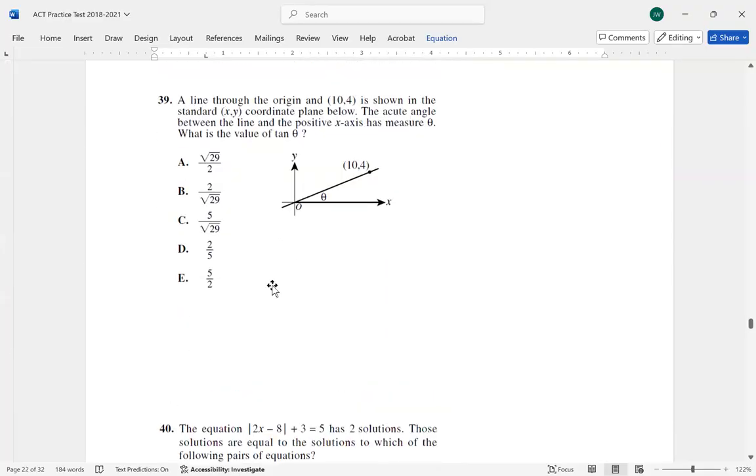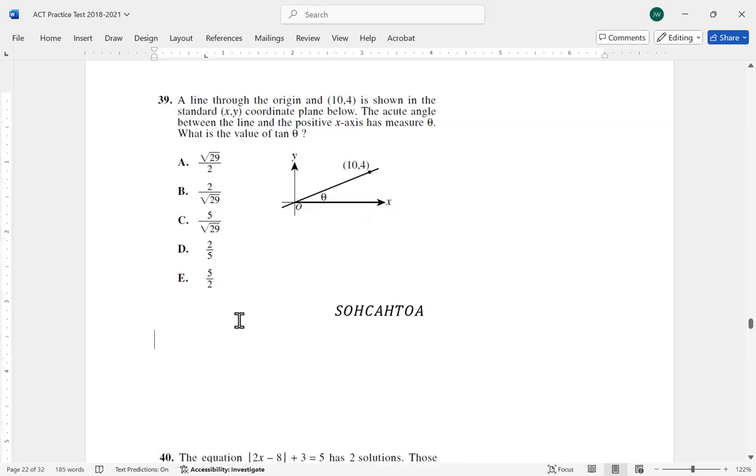Question 39. A line through the origin and point (10,4) is shown in the standard xy-coordinate plane below. The acute angle between the line and the positive x-axis has measure theta. What is the value of the tangent of theta? Now, in order to figure out the value of the tangent of theta, the nice mnemonic to remember is SOHCAHTOA. And the tangent part comes from the last 3 letters.